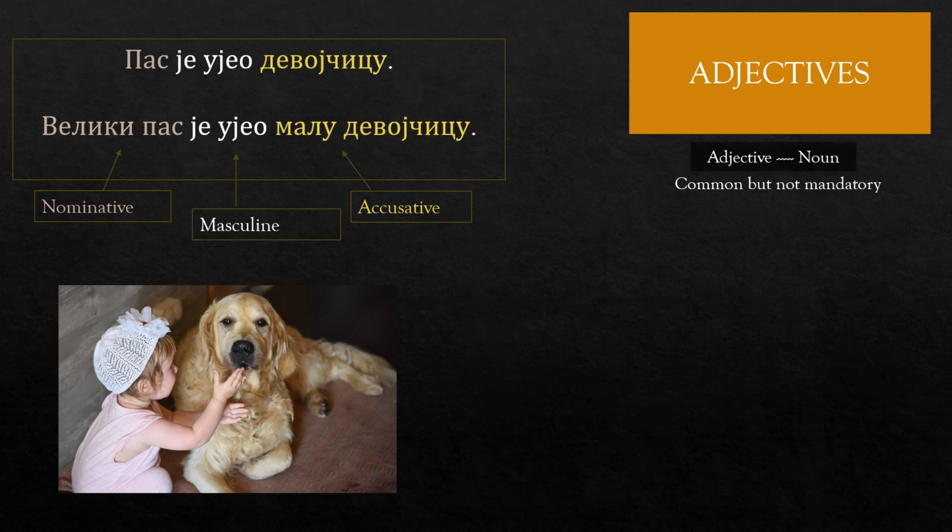We can also think about the order of syntagms, and not just single words. We can describe the dog and the girl and say, for example, veliki pas je ujeo malu devojčicu. A big dog bit the little girl. Veliki pas je ujeo malu devojčicu. And now you can swap the syntagms around the sentence, like malu devojčicu je ujeo veliki pas.